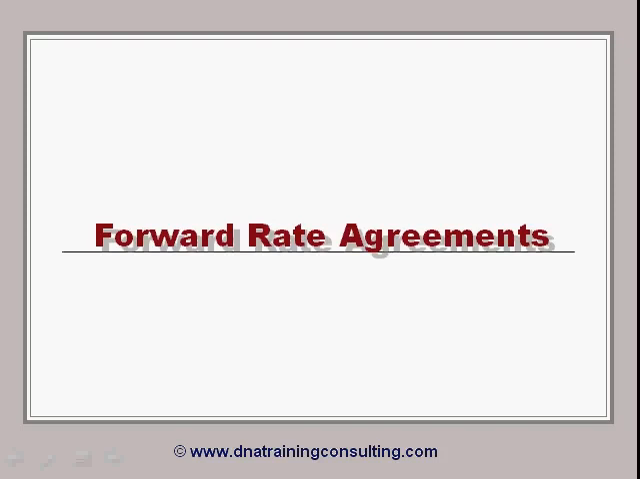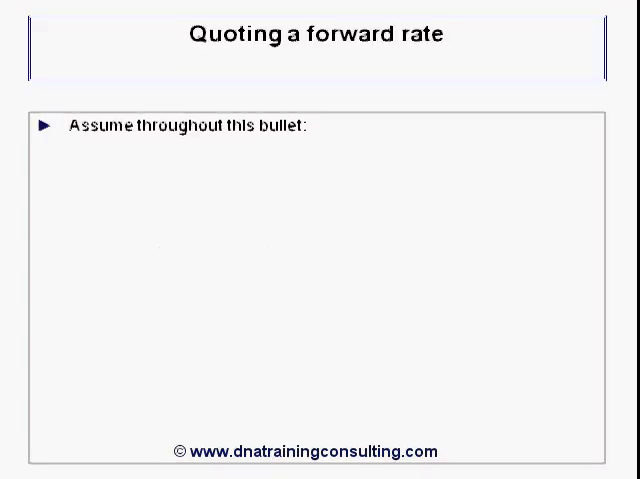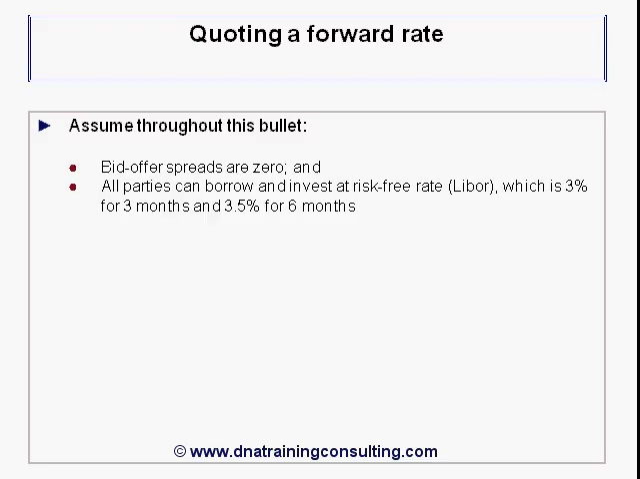This QuickLearn Bullet provides an overview of the mechanics and pricing of interest rate forwards. We assume throughout this bullet that bid-offer spreads are zero and that all parties can borrow and invest at the risk-free rate considered to be LIBOR, which is 3% for 3 months and 3.5% for 6 months, respectively.